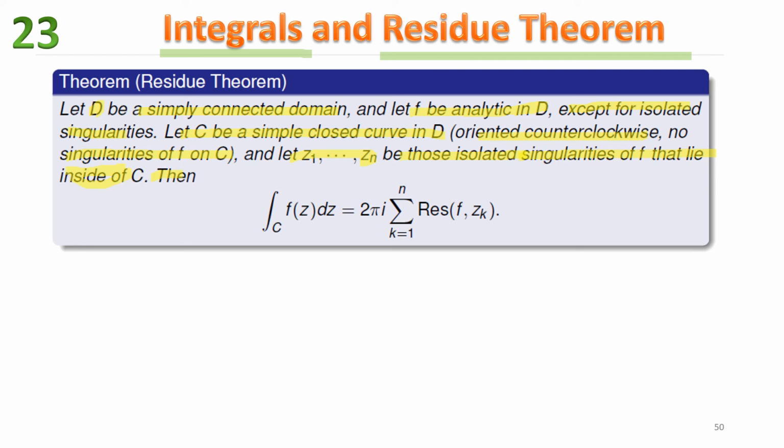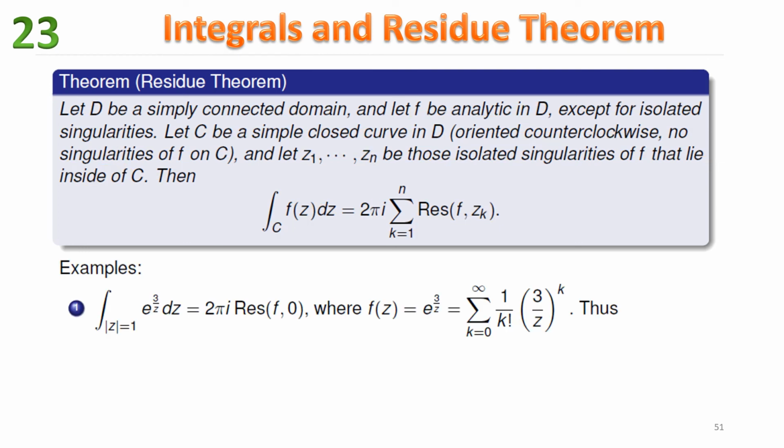Then the integration over C, f of z dz, is equal to 2 pi i into the summation of all residues of the function which are inside the contour C, with k running from 0 to n, whatever may be the number. Now let us deal with a couple of examples and we'll end this video lecture.